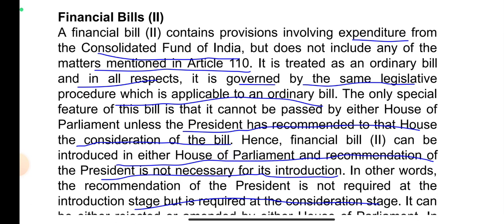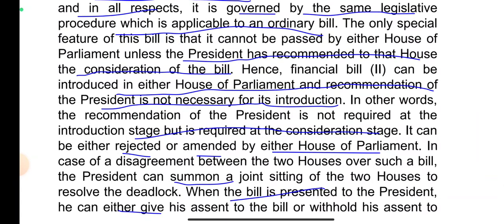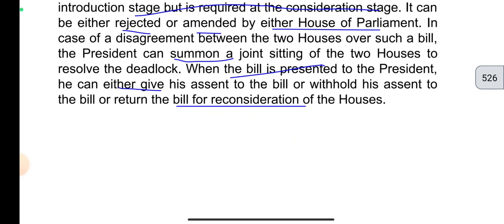Hence, Financial Bill 2 can be introduced in either House of Parliament, and the recommendation of the President is not necessary for its introduction. In other words, the recommendation of the President is not required at the introduction stage but is required at the consideration stage. It can be either rejected or amended by either House of Parliament. In case of a disagreement between the two houses over such a bill, the President can summon a joint sitting of the two houses to resolve the deadlock. When the bill is presented to the President, he can either give his assent to the bill or withhold his assent to the bill or return the bill for reconsideration of the houses.